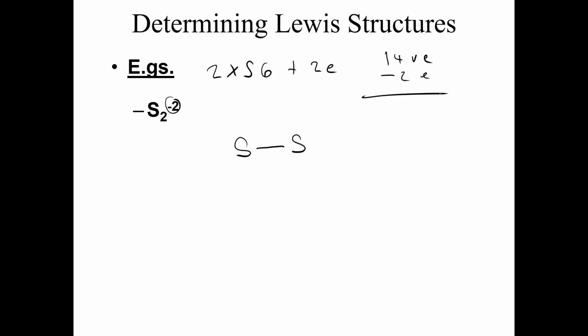Okay? Let's take a look at this one. This is a little weird. It has a -2 charge, right? So we have 2 times sulfur, and sulfur is right below oxygen, so that's 6. But it has a -2 charge, so you have 2 electrons that have been added. So this one has 12 plus the 2, which is 14 valence electrons. Okay, so you take a sulfur and you make a single bond, and that's 2 electrons, which leaves 12.